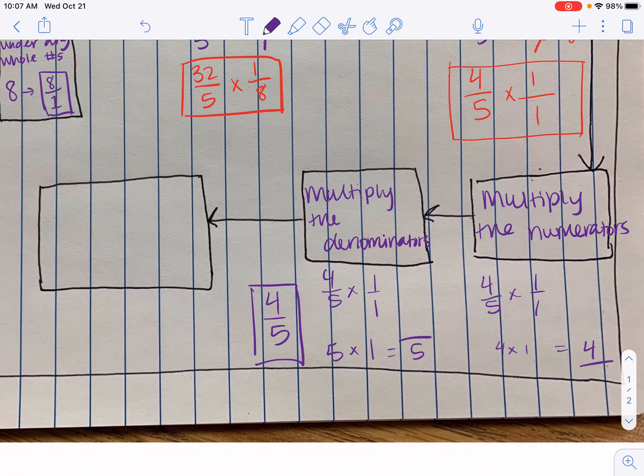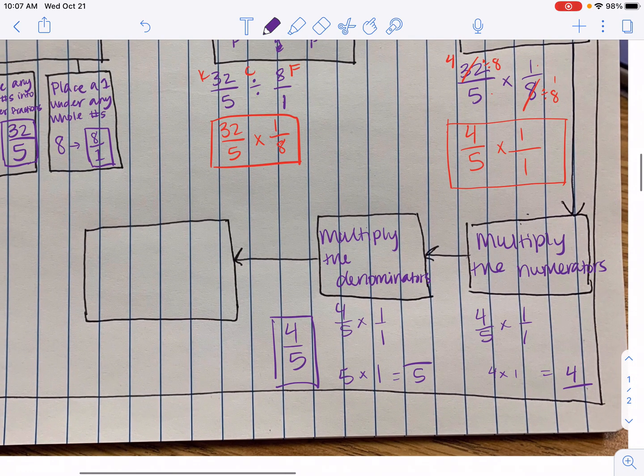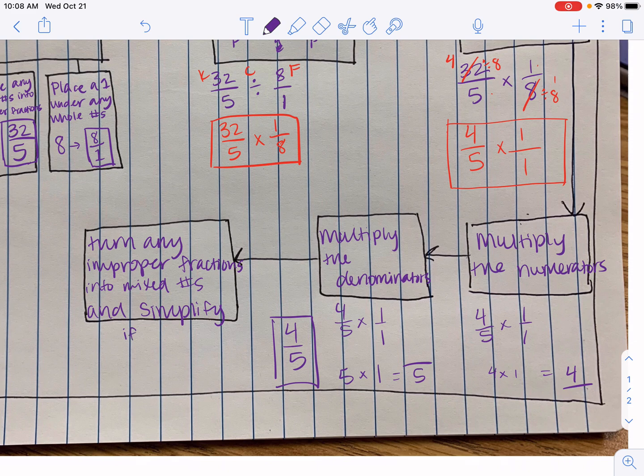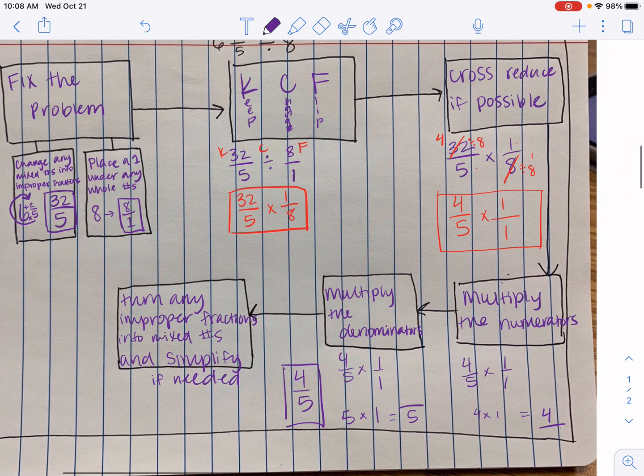So your last step, I want you to write this down just in case you didn't cross reduce. Your last step is to turn any improper fractions into mixed numbers and simplify if needed. It is so important that you have all of these steps written down, because even though we didn't really have to use this last step for this problem, I guarantee you will have many problems that you will have to do that for. So make sure that you have all of the steps written down.